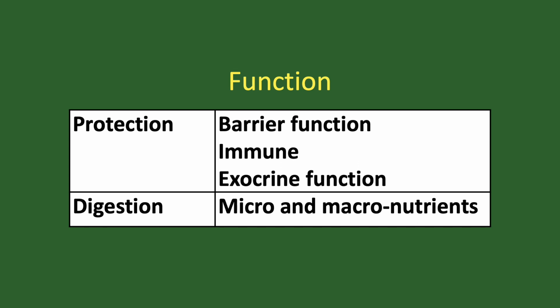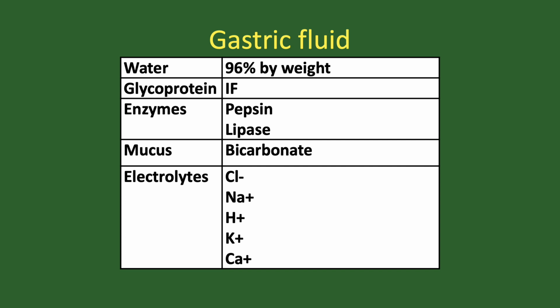Macronutrient digestion involves pepsin, which is involved in protein breakdown, and lipase, which hydrolyzes the ester bond in triglycerides. But also micronutrients. Intrinsic factor binds to B12, creating a complex which can be absorbed in the terminal ileum. The gastric mucosa secretes approximately 1.2 to 1.5 litres of gastric fluid per day.